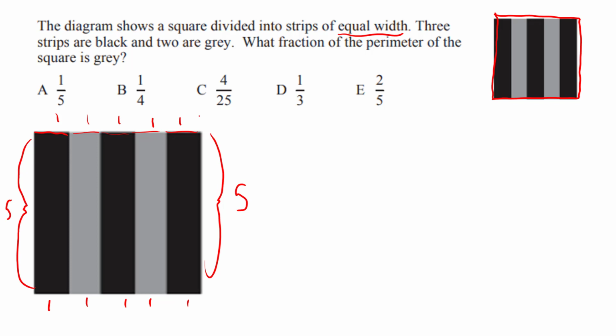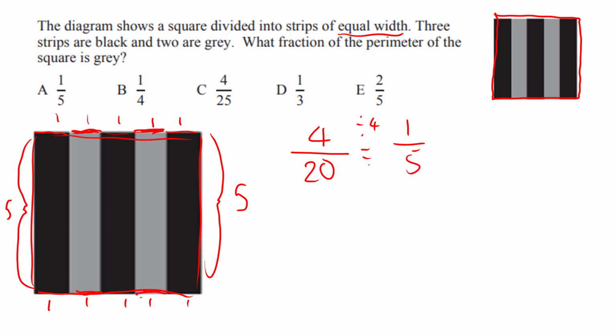Now we can just count how many are grey. We have 1, 2, 3, 4. There are 4 centimetres that are grey out of, what's the total perimeter? Well, it's 5, 10, 15, 20. 4 out of 20, which is the same as a fifth. We can divide the numerator and the denominator by 4. So the answer is a fifth.